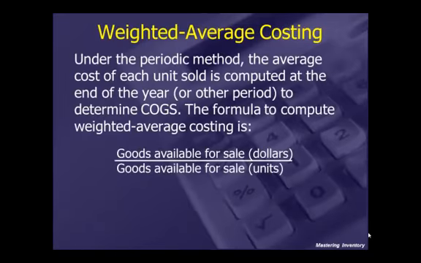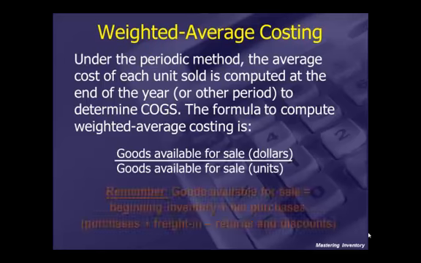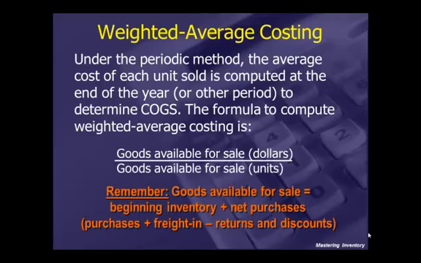Under the periodic method, the average cost of each unit sold is computed at the end of the year or other period to determine the cost of goods sold. The formula to compute weighted average costing is as follows. The goods available for sale in dollars divided by the goods available for sale in units. Remember that the goods available for sale equals your beginning inventory plus your net purchases, and net purchases would be your purchases plus freight in, less returns, less discounts.